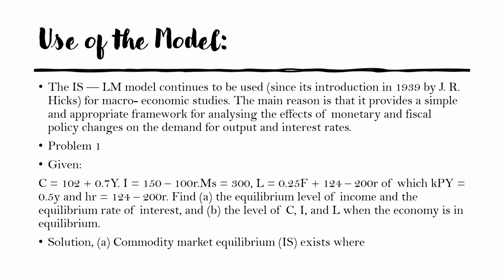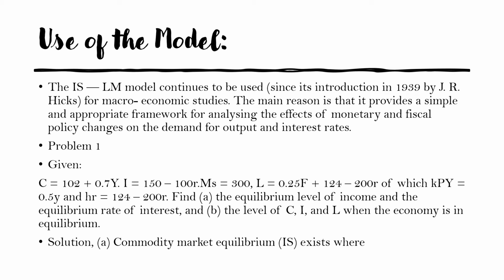So the first question is that C is equal to 102 plus 0.7Y, I is equal to 150 minus 100R, money supply is equal to 300, L is equal to 0.25Y plus 124 minus 200R. Here we have to assume that kY is equal to 0.5Y and hR equal to 124 minus 200R. So we have to find certain things from the given items.